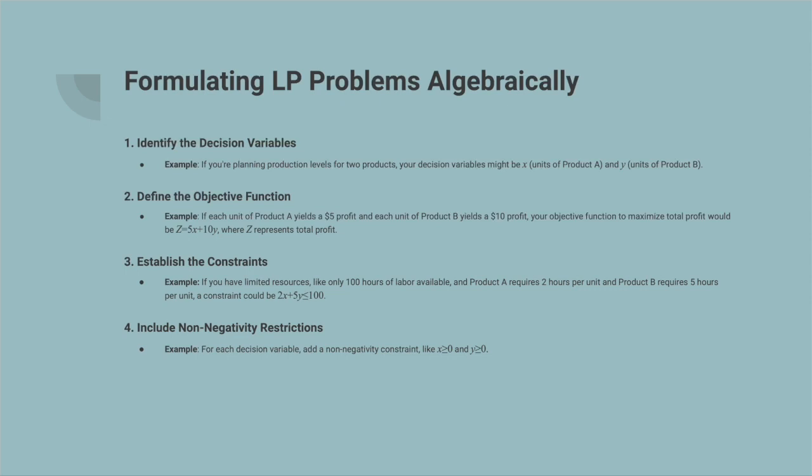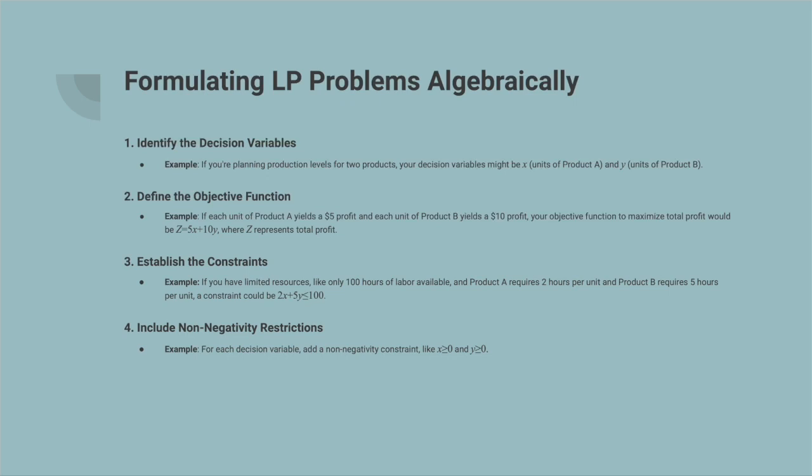The second step is to define the objective function. The objective function is what you're trying to optimize, maximize or minimize. And it's a linear expression in terms of the decision variables. For example, if each unit of product A yields a $5 profit and each unit of product B yields a $10 profit, your objective function to maximize total profit would be Z equals 5x plus 10y, where Z represents total profit.